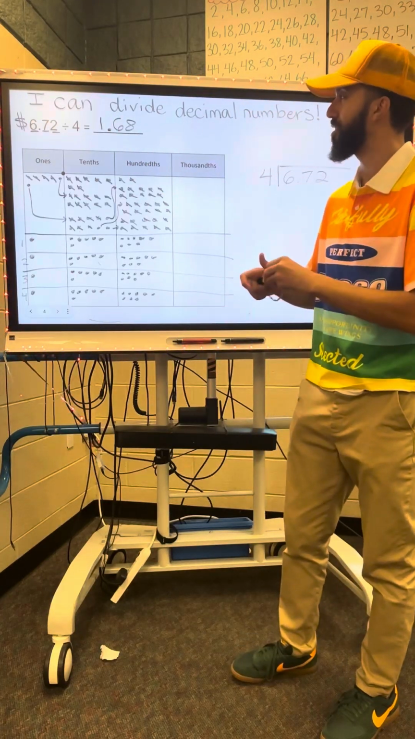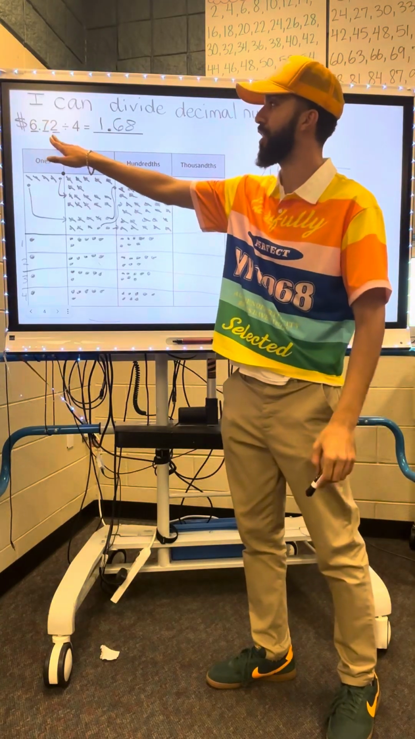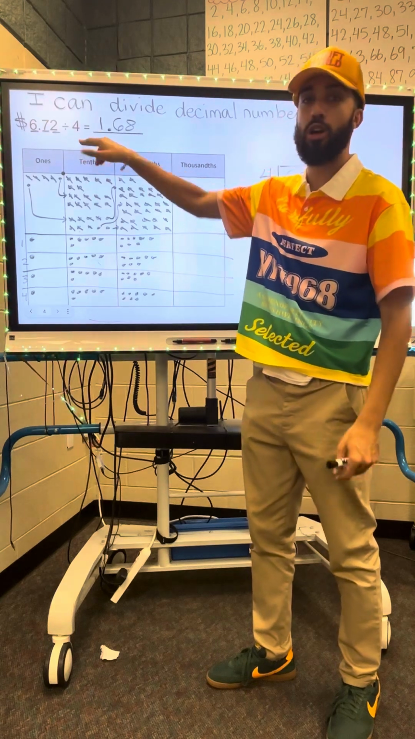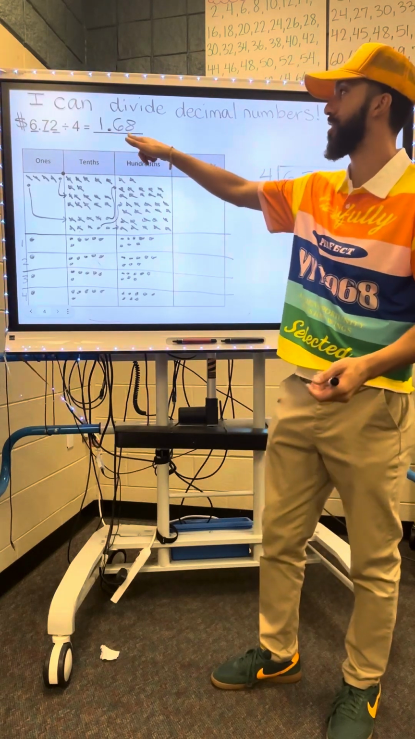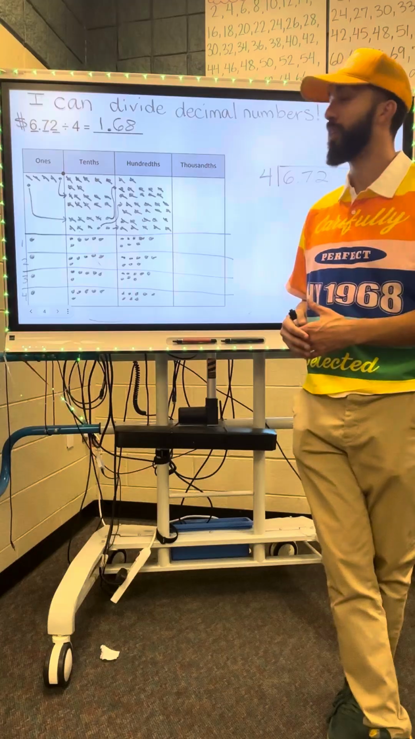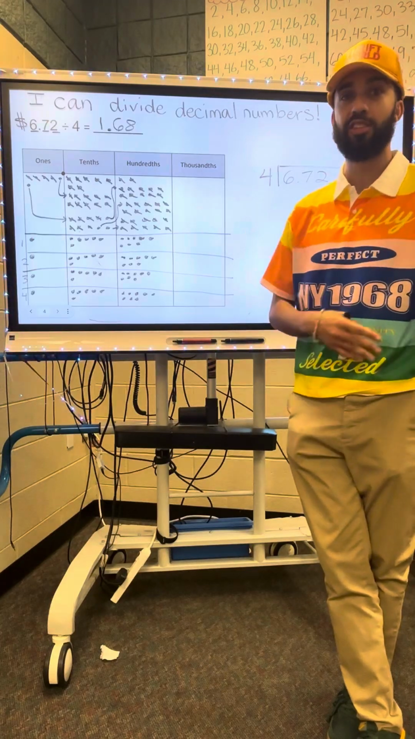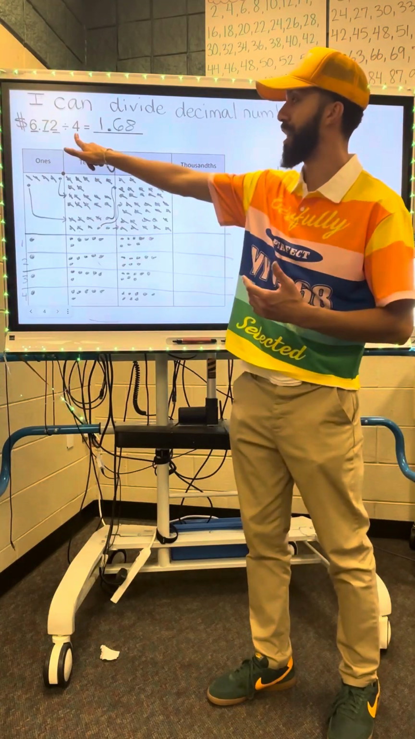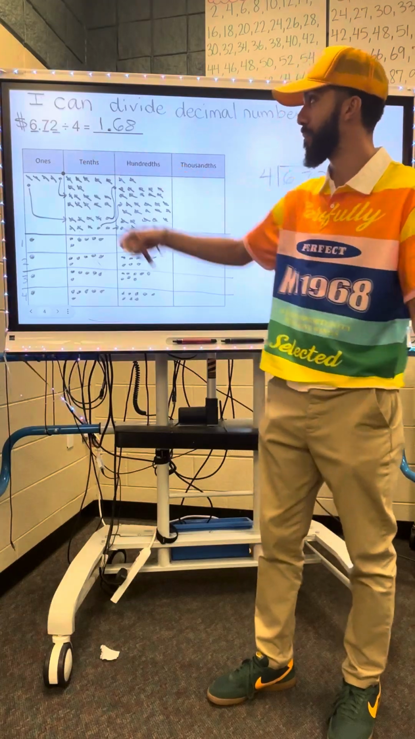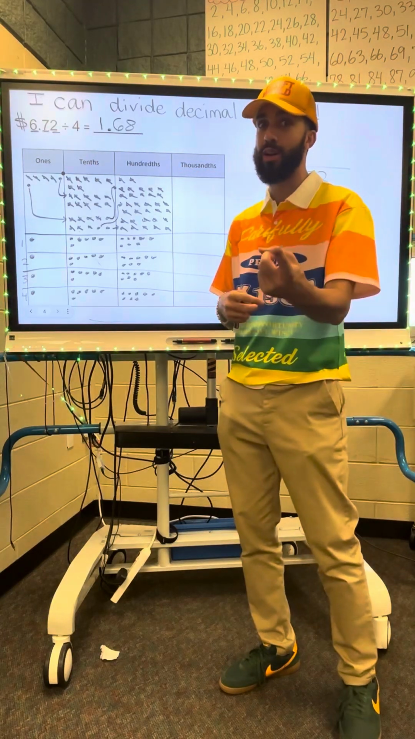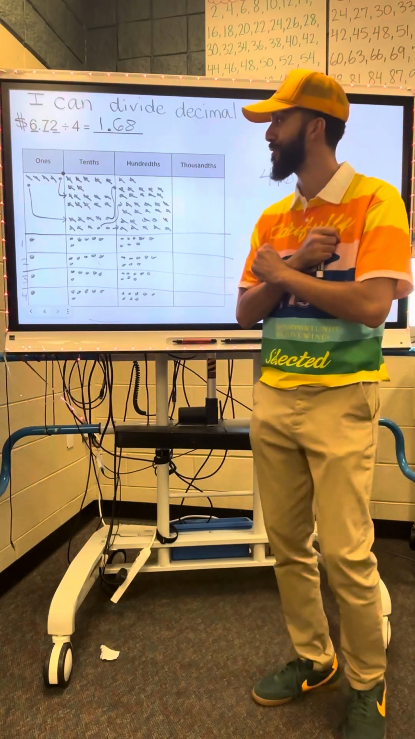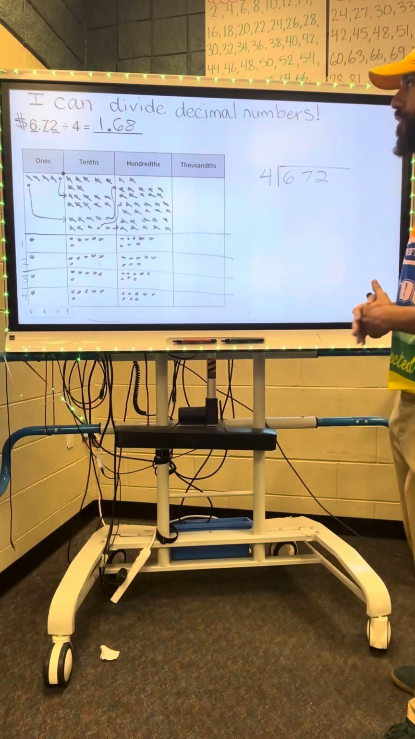So each of us, if we had $6.72 and divided it by 4, would only receive $1.68, which is less money than our previous example when we were only dividing it by 3. So remember, the more people you have to share with, the less you're gonna have for yourself. Keep that in mind. All right, great job.